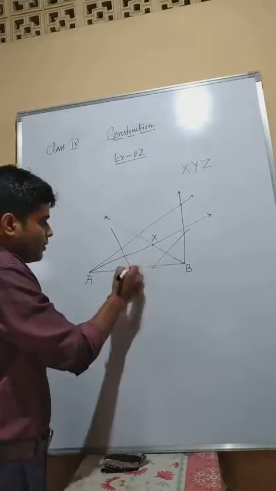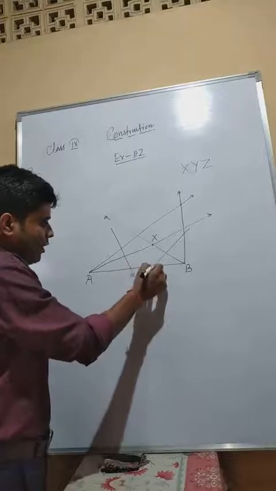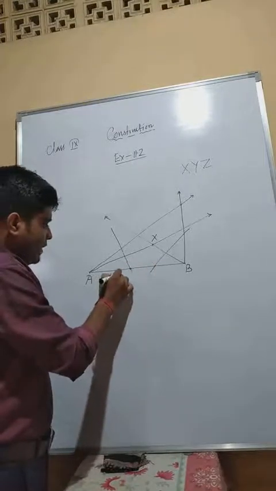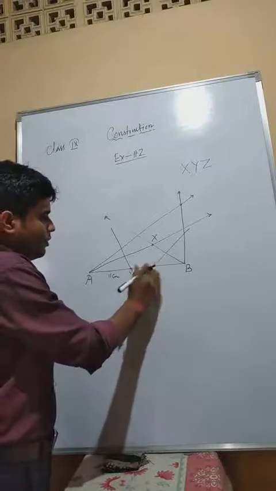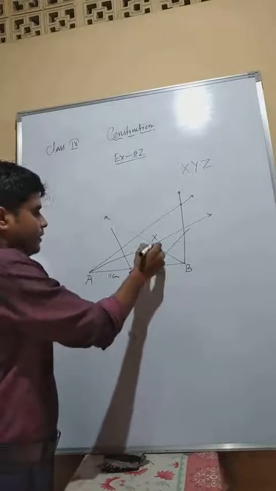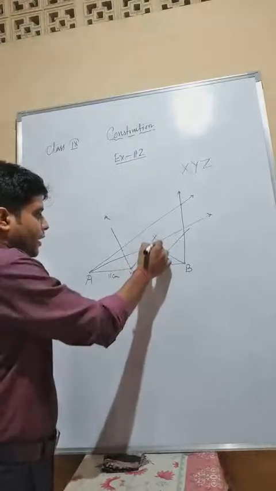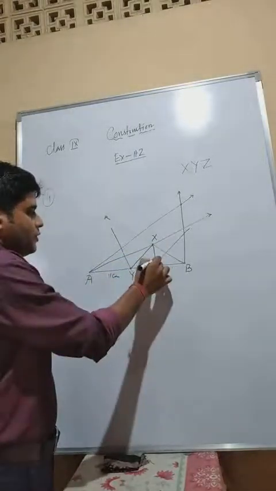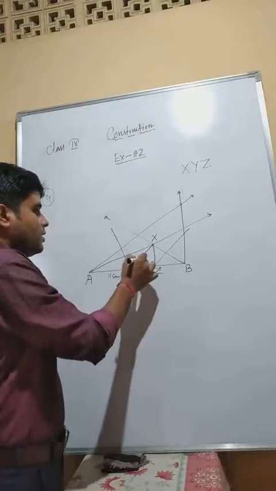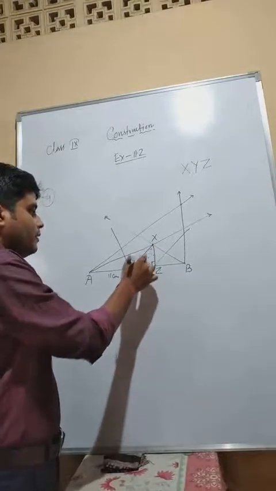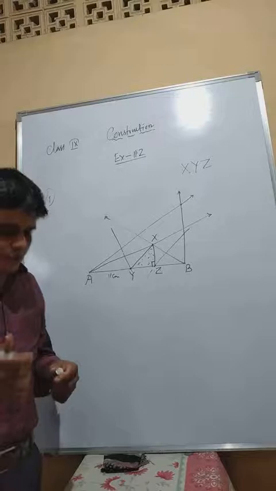So we have got 2 points now. This is 11 centimeter. This one you put Y, this one you put Z. So join XY and XZ. So angle Z is 90 degrees. So this is your required triangle. Okay, so hope you understood that one.